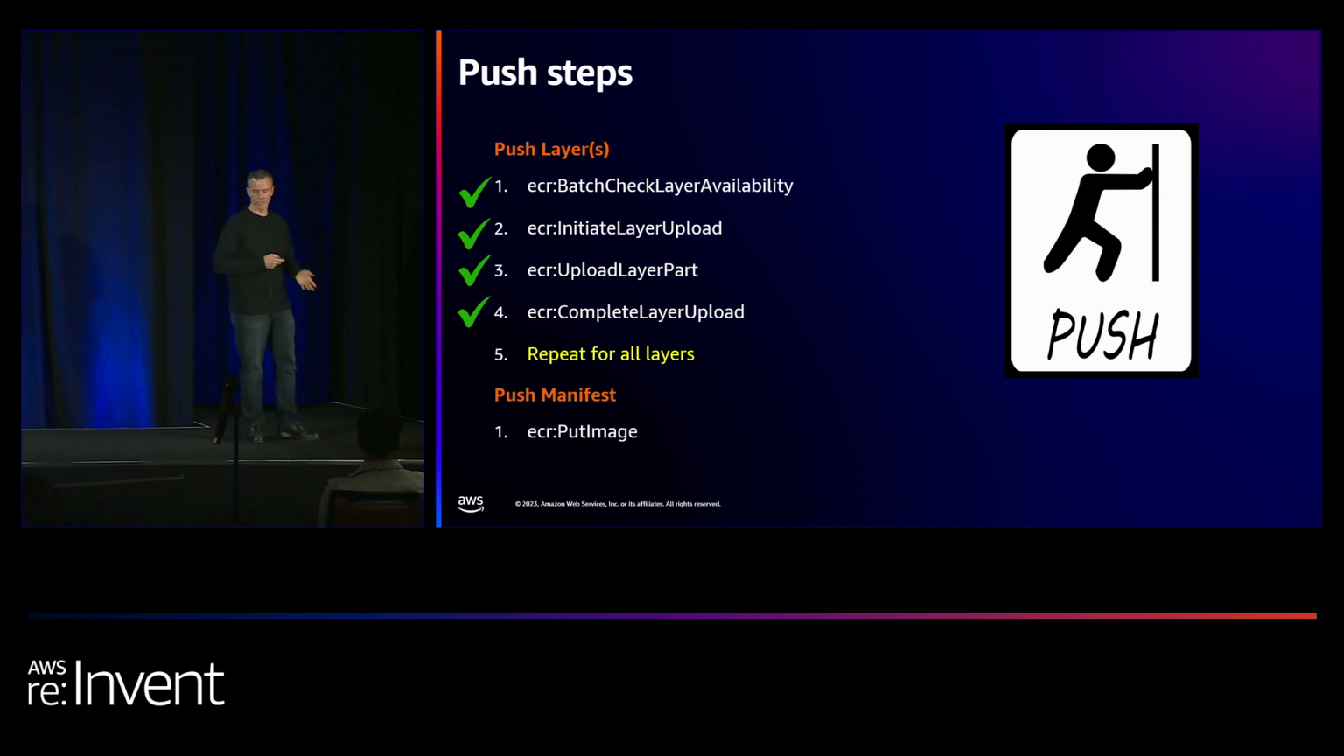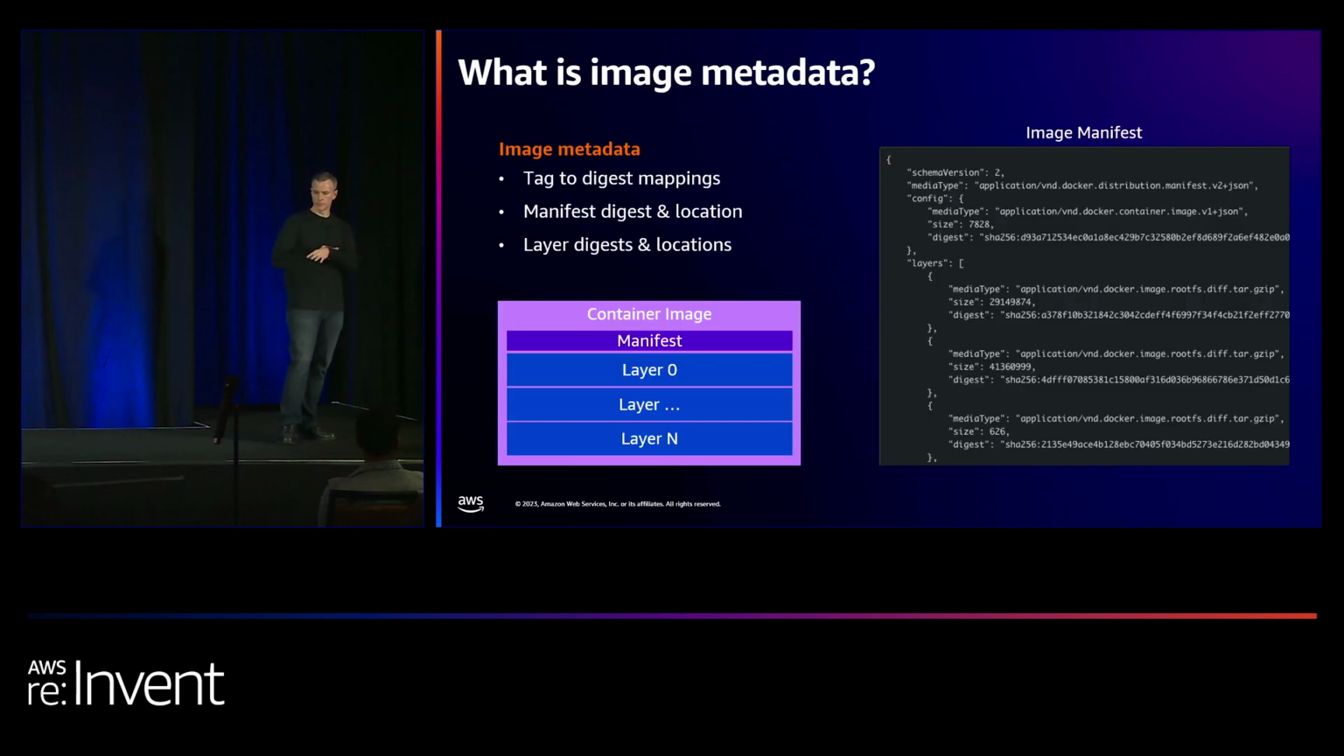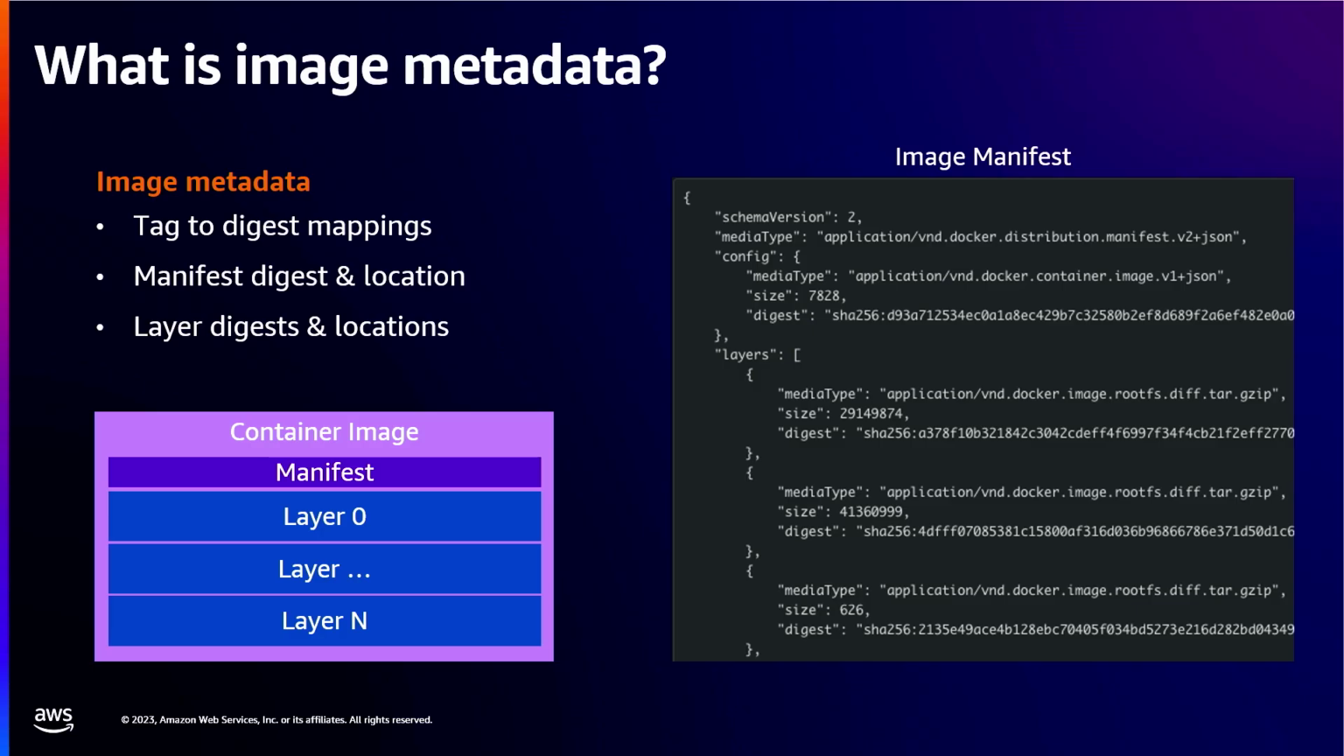Now we have all the layers, but the image still isn't an image yet. The client has to send us the manifest. And if we remember from the previous slide, that's what the manifest looked like. Now, some of that data in there is what we call our metadata. So these mappings, like tag to digest, the layer locations where they are in S3. We store all that information inside Dynamo, and then that's what allows us during pull and other operations to quickly retrieve the image.